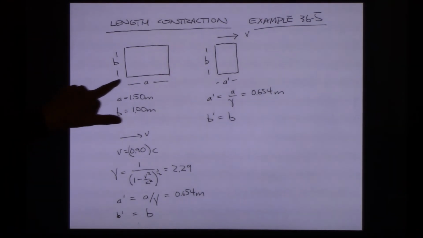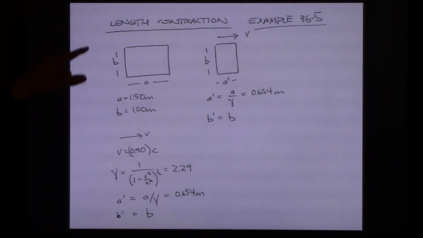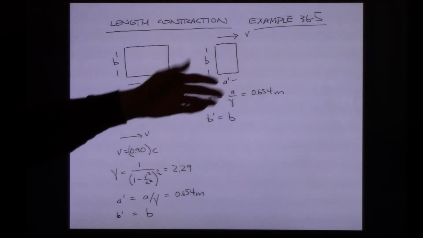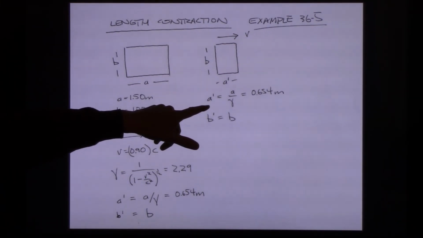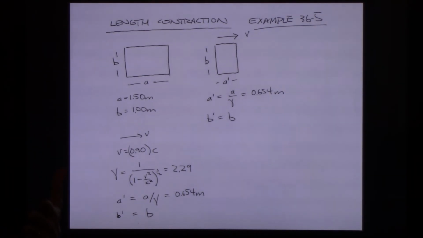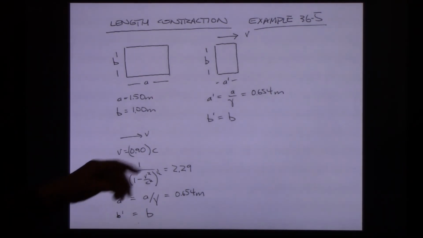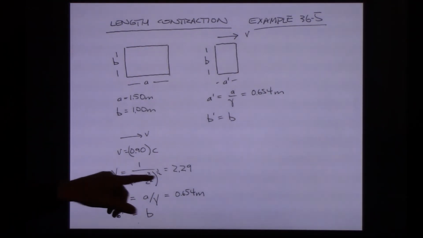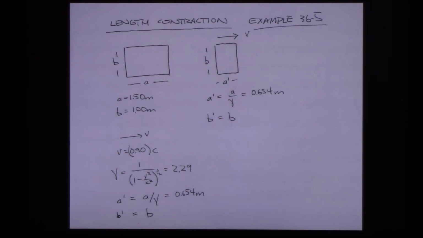So here's a rectangle, and A is 1.5 meters and B is 1 meter. If this rectangle is moving past me really fast, what will happen is that A prime is going to be this length-contracted distance. And so I just have to divide through by gamma to find out what that's equal to. I used the speed they gave us, 90% the speed of light. The gamma factor worked out to be 2.29.